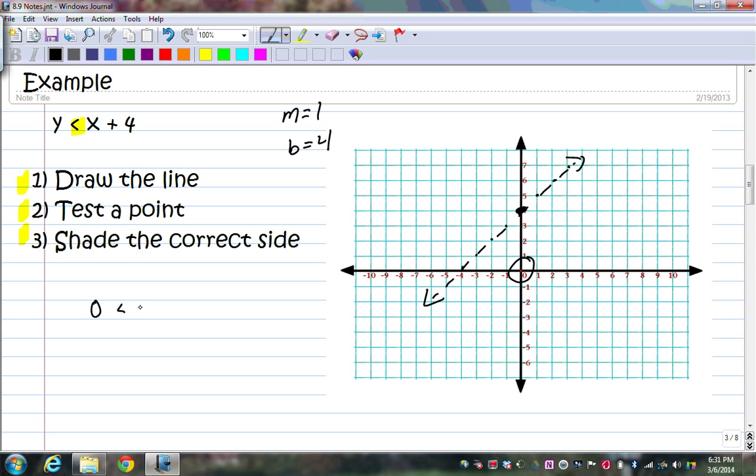I'll put 0 in for y, 0 for x. There's absolutely no math to do here. 0 is less than 4. This is true, which means that all of my solutions lie on the side where I put my test point. So what I'm going to do is just shade this side. In other words, any point that's in this region would satisfy this inequality. Now, what you may notice, and this could help you when you're picking your test point, notice it's a less than sign, and all of the shaded area is pointing down towards negative numbers, which is less than. Okay, that might actually help you when it comes to graphing.